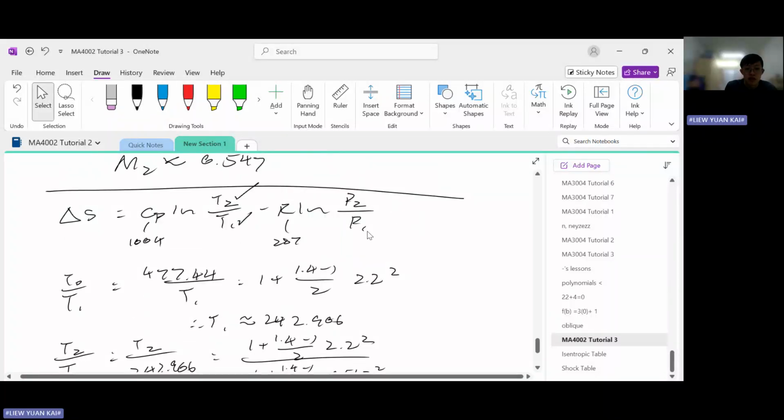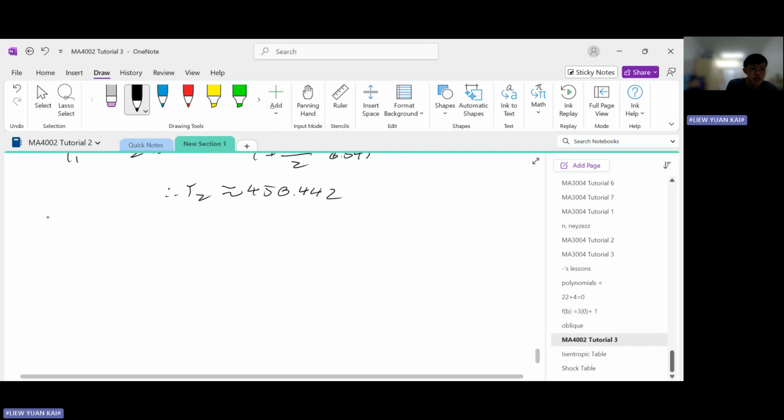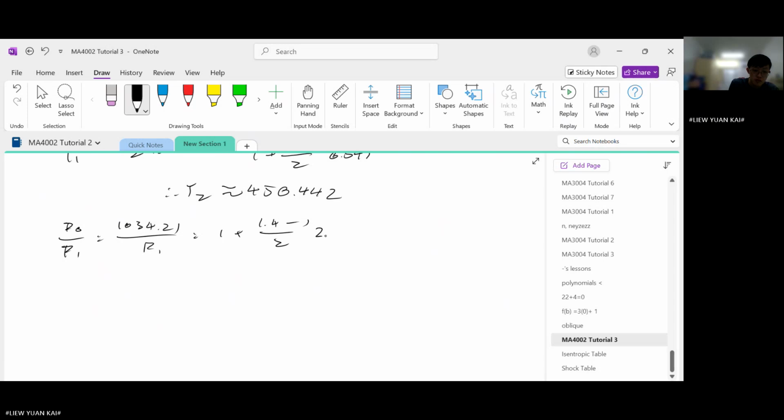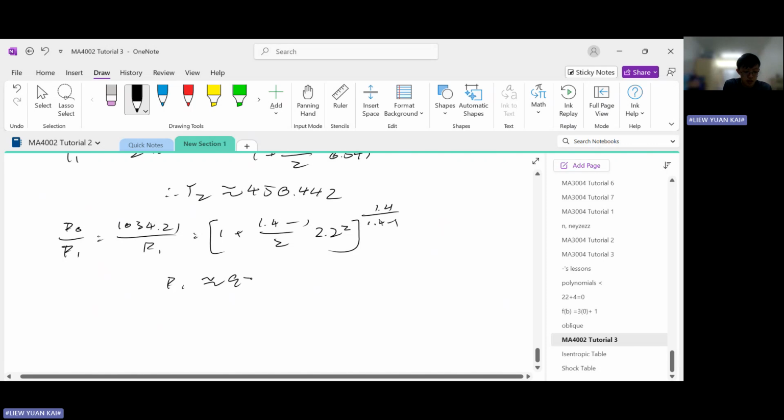Next, we need to find P1. It's similar to finding T1. So you again use the isentropic flow relations. So P0 is given. Okay. Earlier P0 they told us is this. Okay, and I'm just using the formula that they give. Okay, so you can find P1 to have a value of 97.118 kPa.